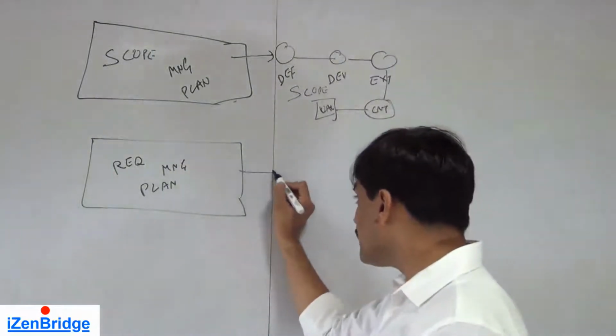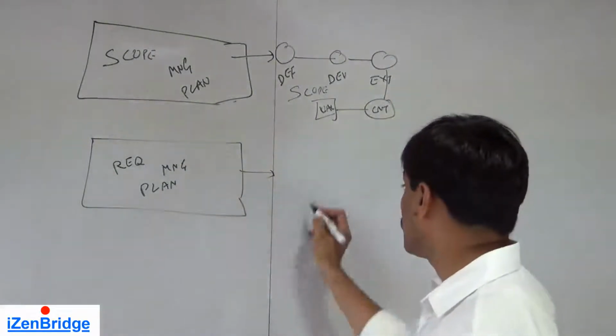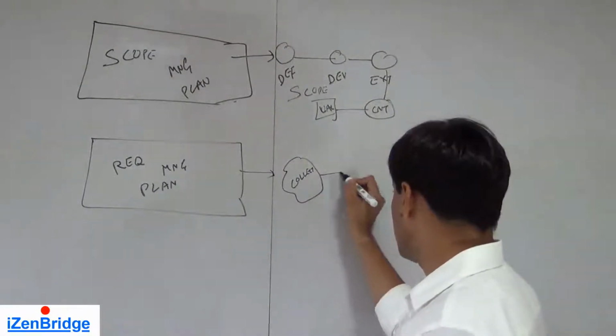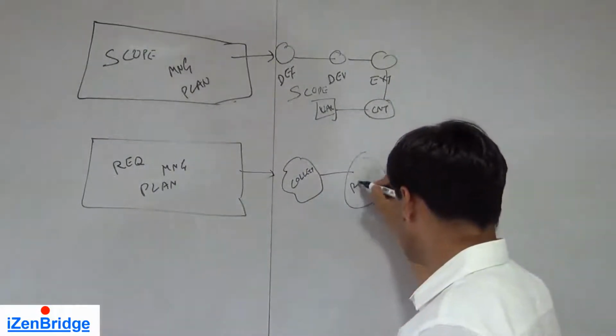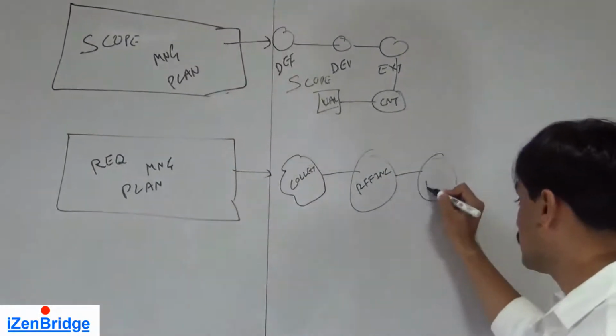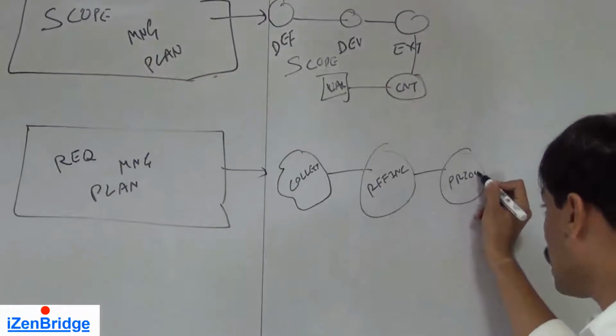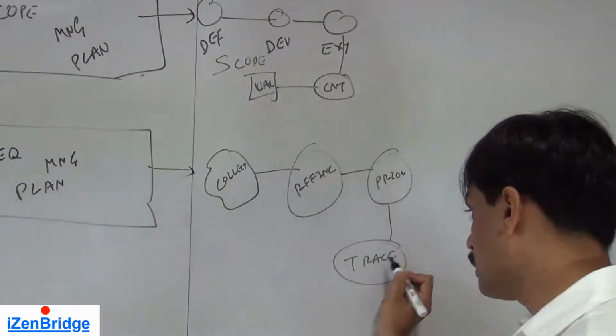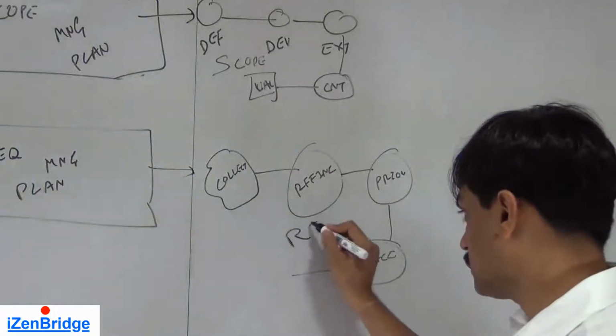The requirement management plan talks about how are we going to collect, refine, prioritize, and after that trace back to the scope requirements.